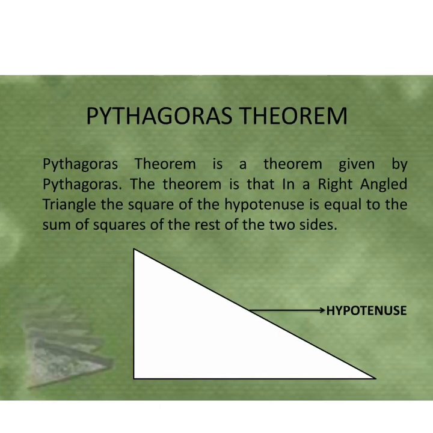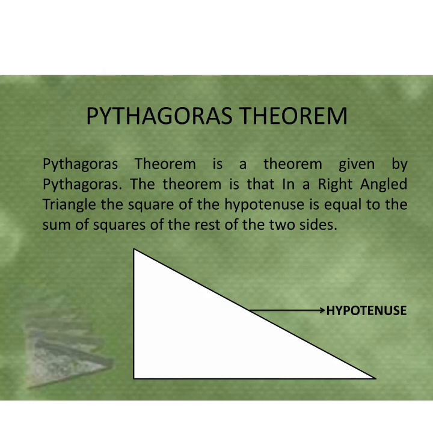Pythagoras theorem. This is one of the famous and most used theorems in maths, which is Pythagoras theorem. Pythagoras theorem is a theorem given by Pythagoras. The theorem is that in a right angle triangle, the square of the hypotenuse is equal to the sum of squares of the other two sides.